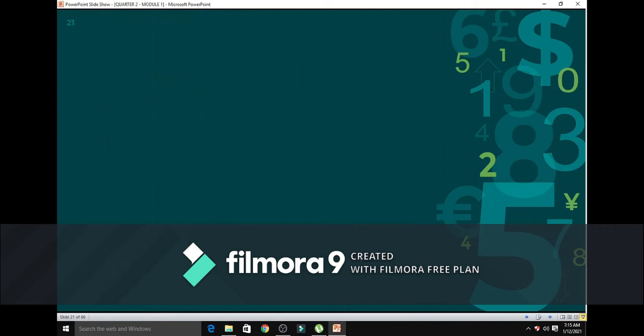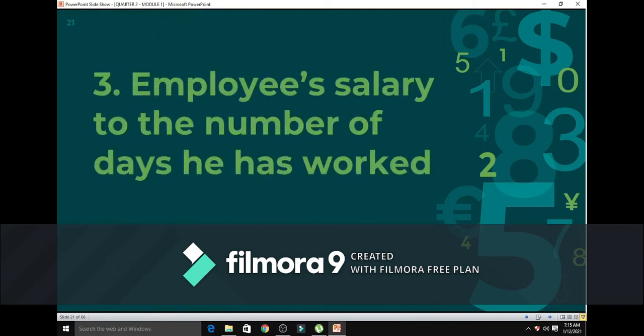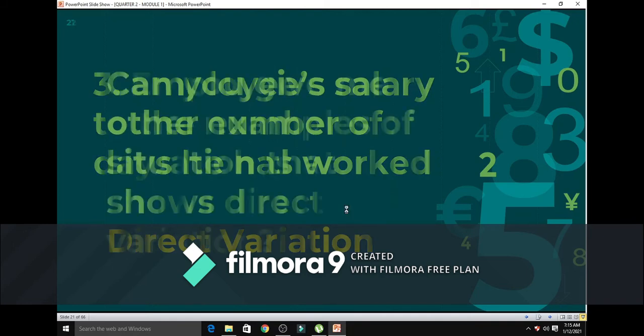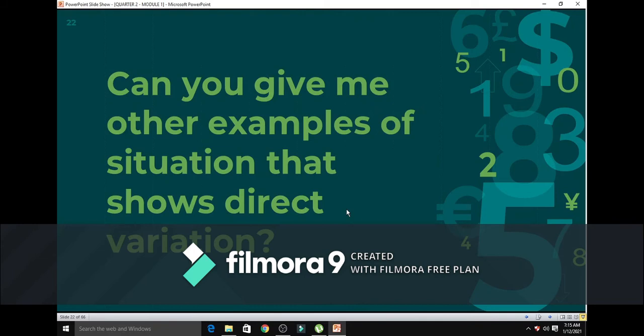Pangatlo, employee's salary to the number of days he has worked. So, katulad nung halimbawa natin kanina. So, magkano ang kikitain ng isang manggagawa kung isa or dalawa or tatlo or apat na araw lamang siya pumasok? So, halimbawa ba to ng direct variation? Yes, this is an example of a direct variation. So, can you give me other examples of situation that shows direct variation? Nakakapagbigay pa ba kayo?